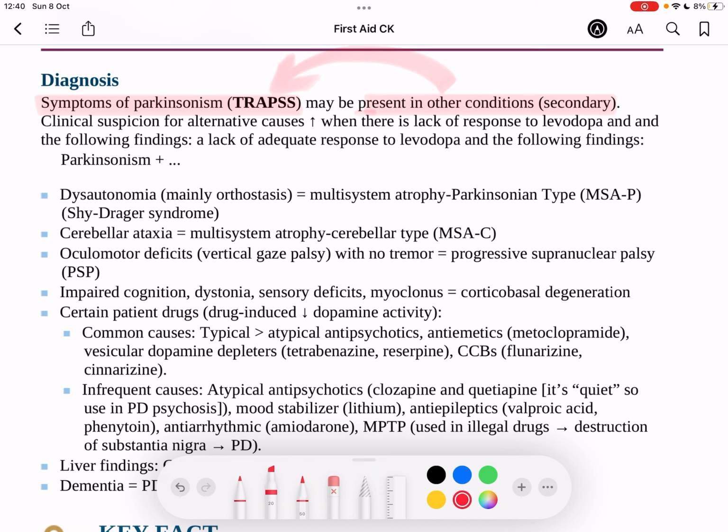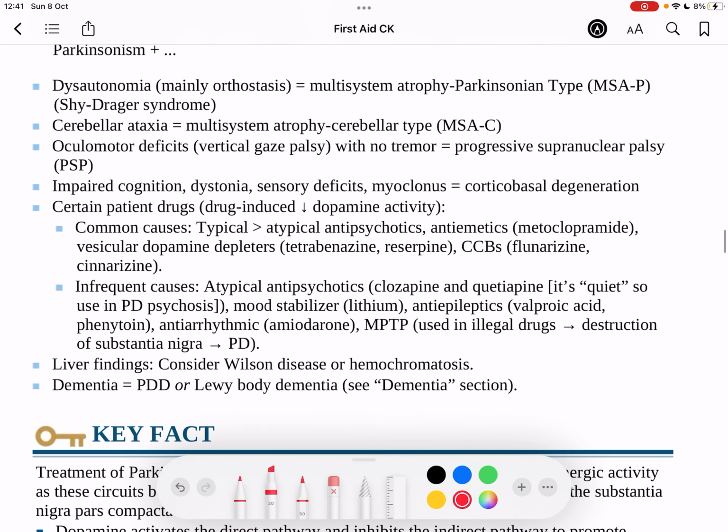So if it doesn't improve, this should raise some alarm bells that it's a secondary Parkinsonism. Some of the other disorders that you've got to rule out before making a diagnosis of Parkinson's, all of these disorders can cause the TRAPS signs and symptoms. I'm going to briefly go over them. They're not so high yield, but I'm going to go over them.